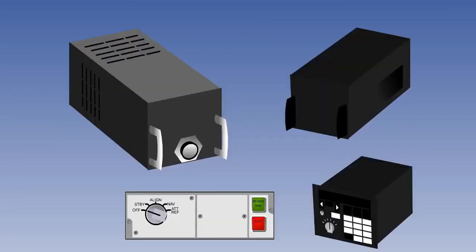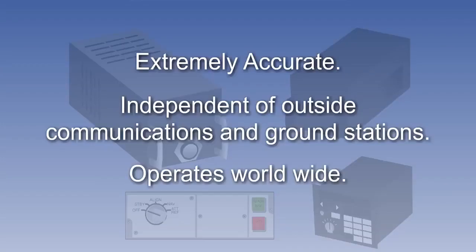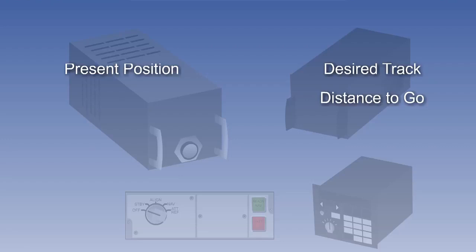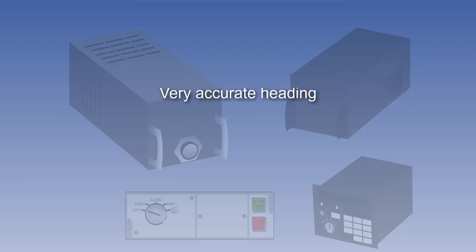Let's summarize what we've covered so far. INS is a complex and expensive full navigational aid. It is extremely accurate, independent of outside communications and ground stations, and can operate worldwide. INS provides much more than just present position. All of these facilities are measured or calculated. INS heading is about 10 times more accurate than previous gyromagnetic compass systems and is not dependent on Earth magnetism. It can therefore be used for high latitude and polar navigation, where the Earth's magnetic field may be weak or the value of variation may be unreliable.